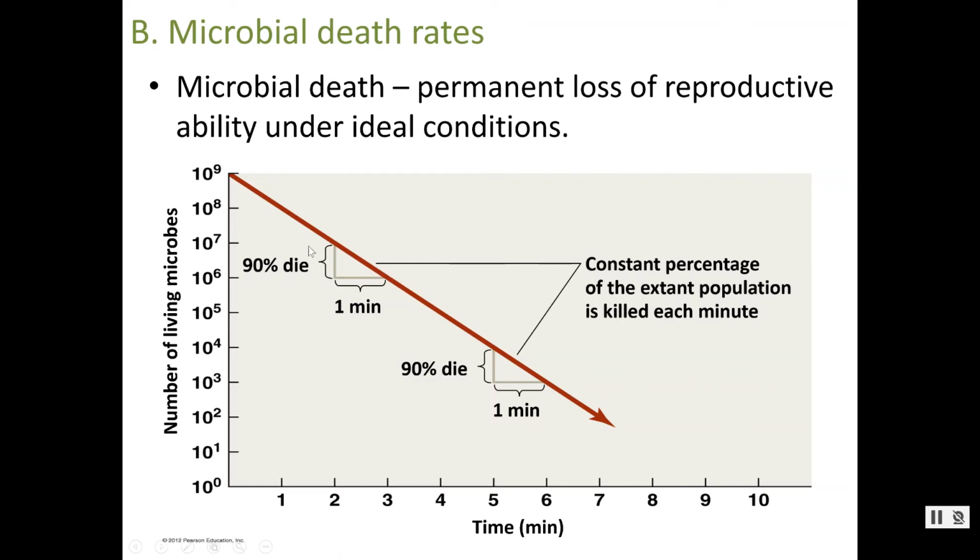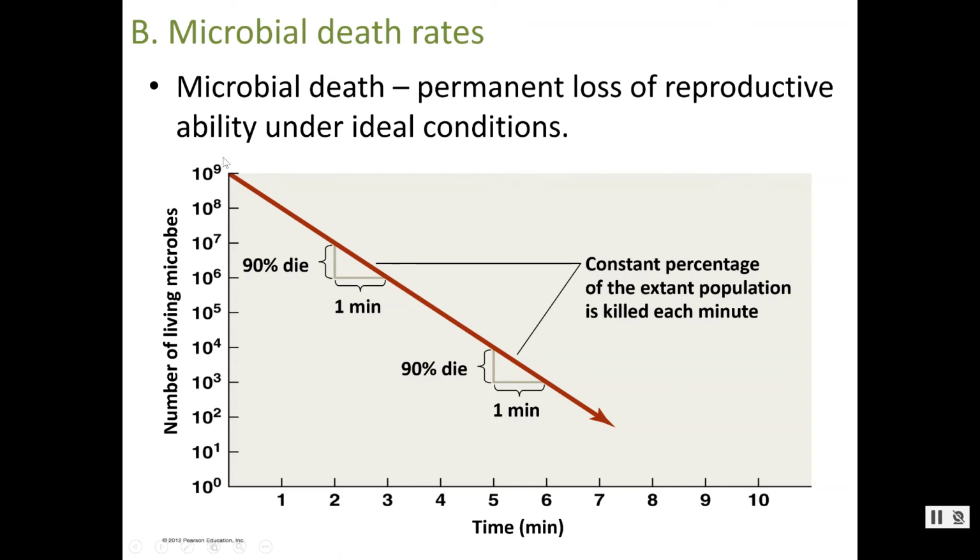What's happening is that for every unit of time, you get about 90% of microbial death. So 90% of the microorganisms in the environment will die for every unit of time, which sounds pretty good. 90% sounds like a lot, and it is a lot. But you have to remember that with microorganisms, we're talking about some really large numbers. So if I start with 10 to the 9th microorganisms in my environment, if I kill 90%, I still have 10 to the 8th microorganisms, which is a lot of microorganisms.